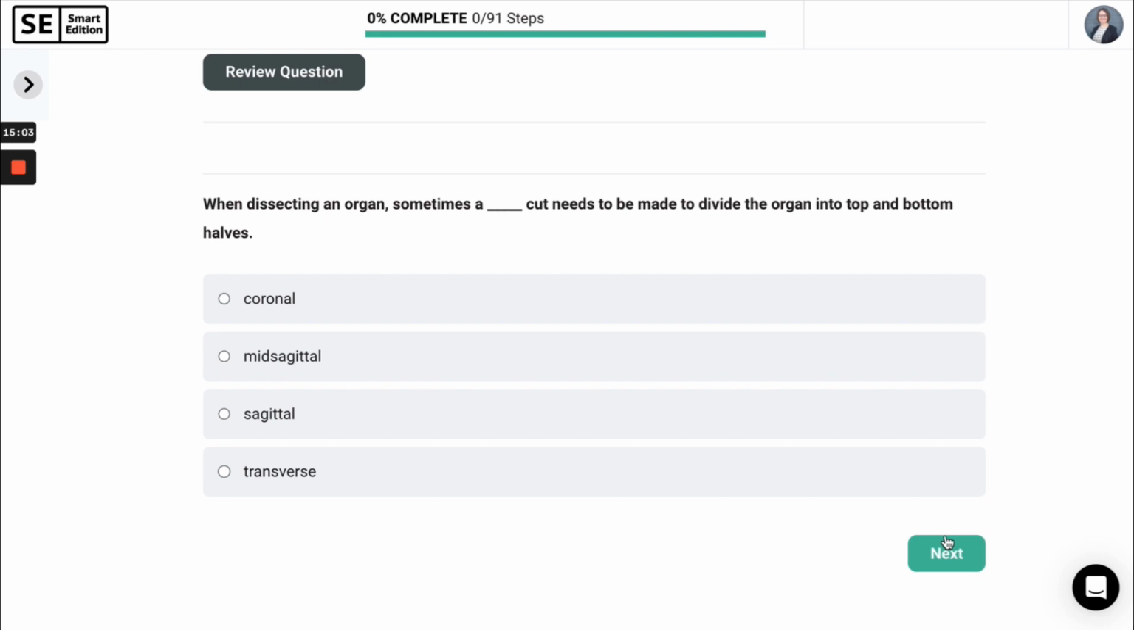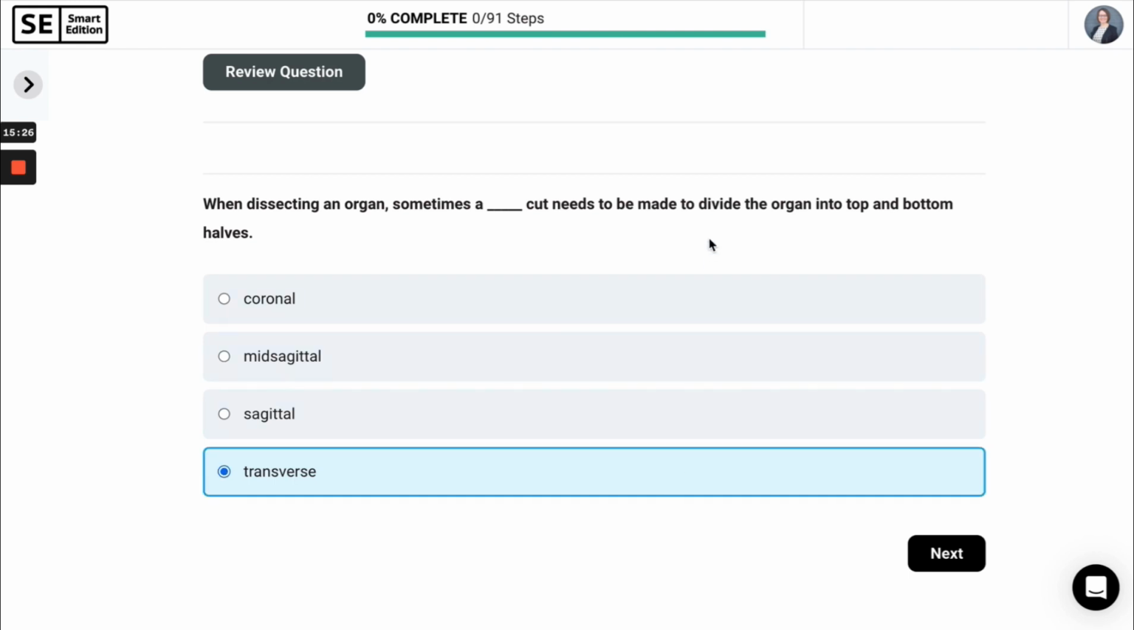When dissecting an organ, sometimes a blank cut needs to be made to divide the organ into top and bottom halves. Is this a coronal cut, a mid-sagittal cut, a sagittal cut, or a transverse cut? So the correct answer is transverse.